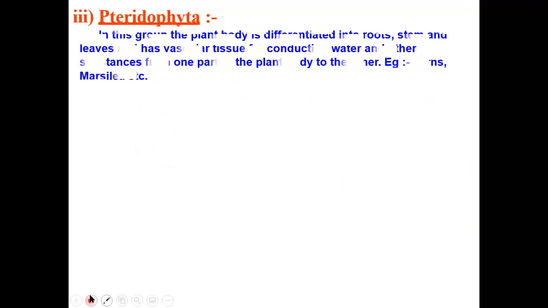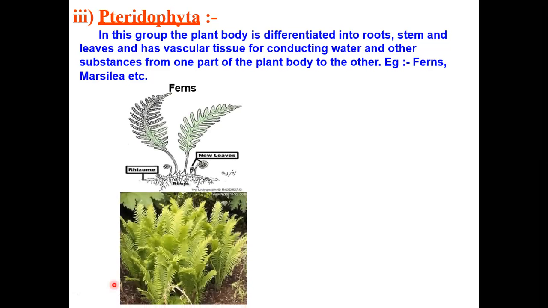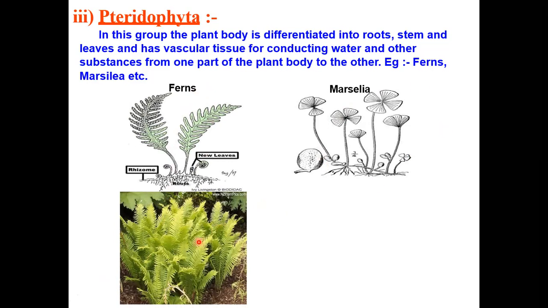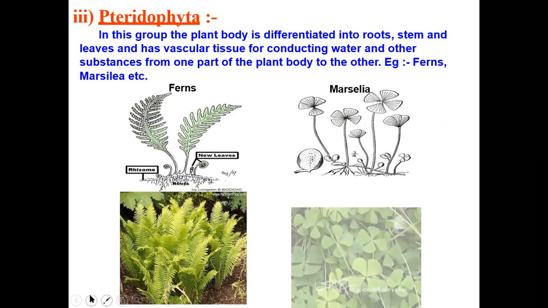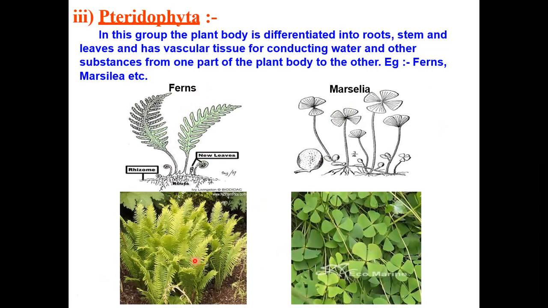Now we will discuss Pteridophyta. In this group, the plant body is differentiated into root, stem, and leaves and has vascular tissues for conduction of water and other substances from one part of the plant body to the other. Examples are ferns and Marsilea. This is the structure of fern. And this is the structure of Marsilea. So according to the diagram, this is clear. The body is differentiated into leaf, stem, and roots.